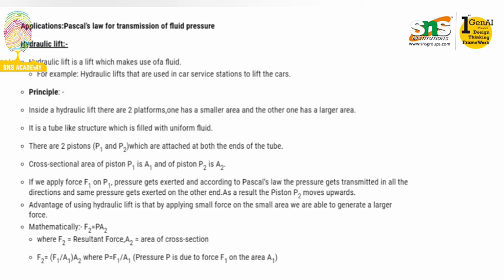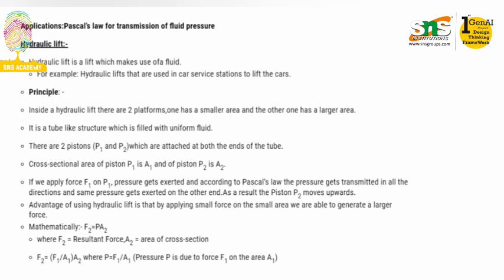If we apply force F1 on P1, pressure gets exerted, and according to Pascal's law, the pressure gets transmitted in all directions and the same pressure gets exerted on the other side. As a result, the piston P2 moves upwards. The advantage of using a hydraulic lift is that by applying a small force on the small area, we are able to generate a larger force. Mathematically, F2 is equal to P into A2, where F2 is the resultant force and A2 is the area of cross section.